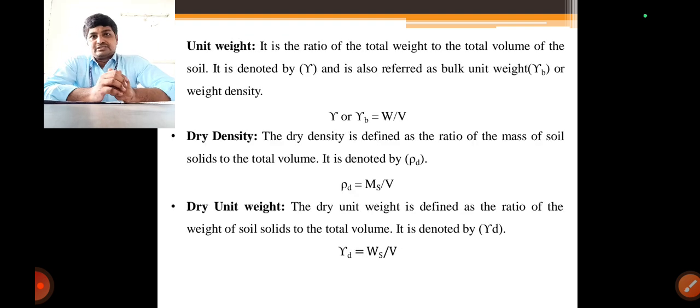And unit weight. The unit weight is the ratio of total weight to the total volume of soil, which is denoted with gamma. Gamma is equal to W by capital V.